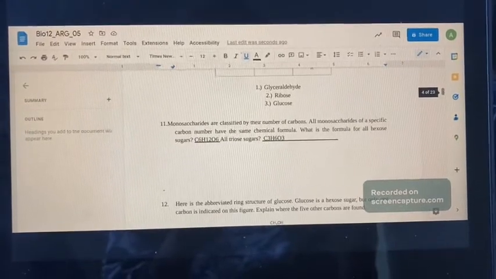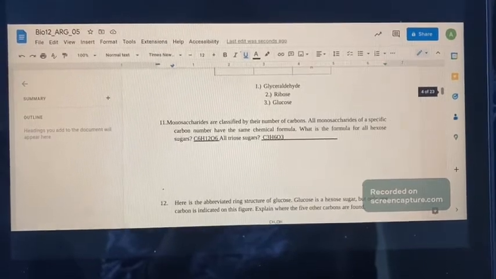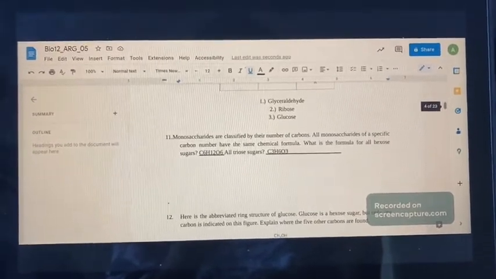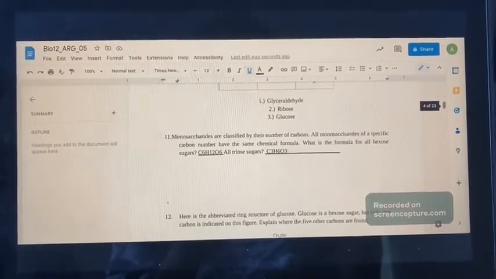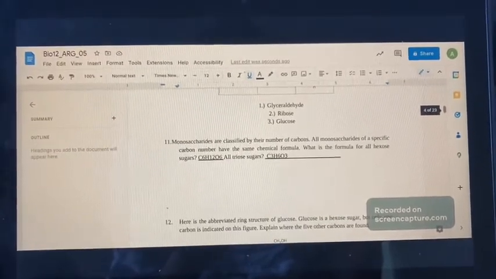Monosaccharides are classified by their number of carbons. All monosaccharides of a specific carbon number have the same chemical formula. What is the formula for all hexose sugars? C6H12O6, that's your glucose formula, and all triose sugars are C3H6O2.